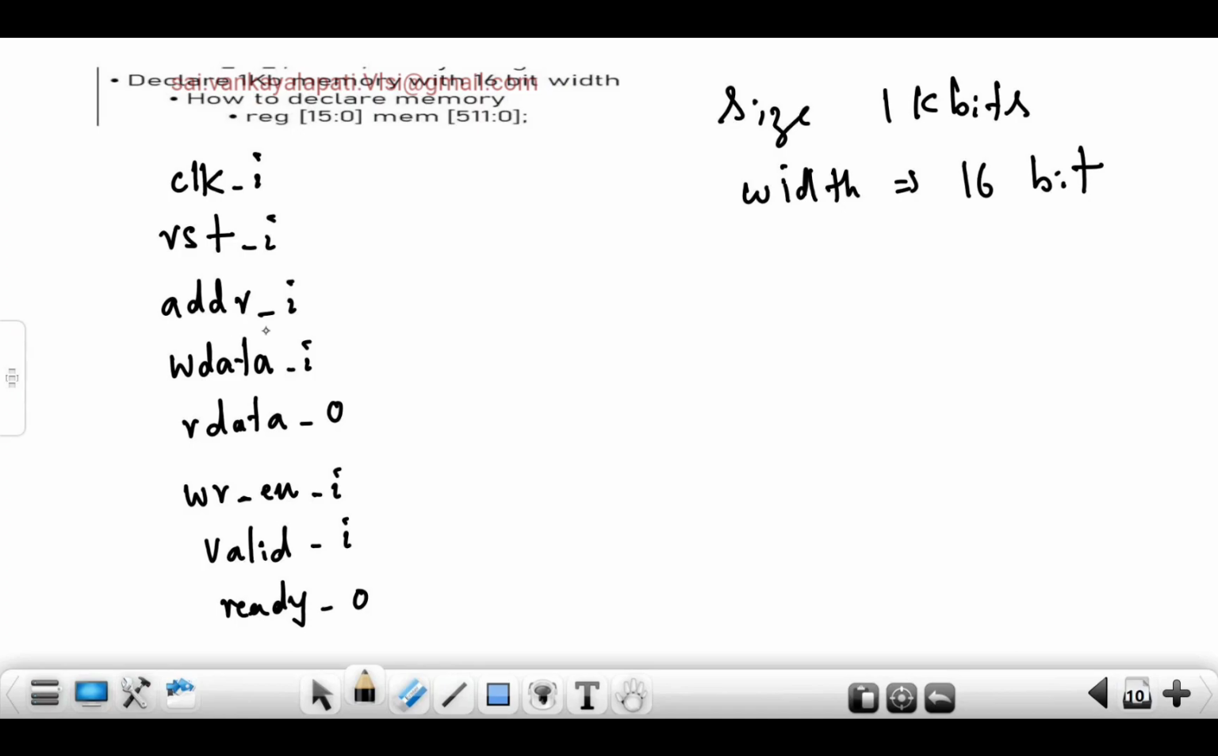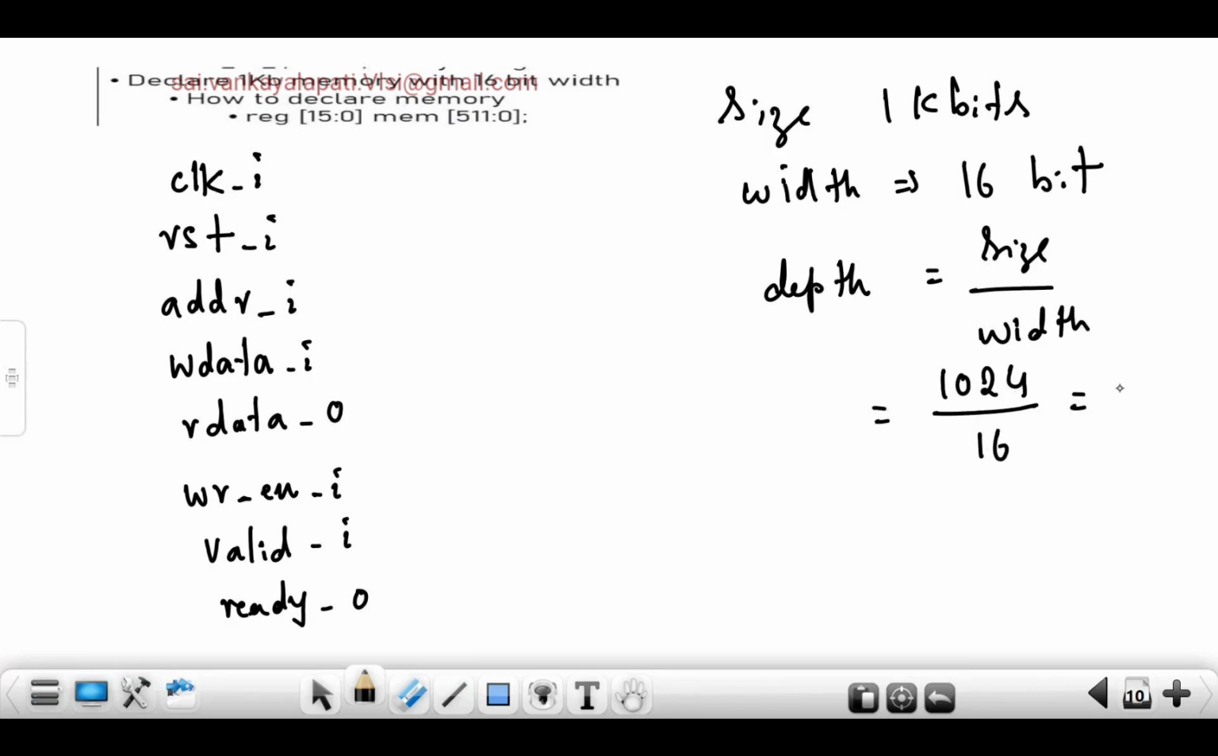Now what is the address width? To find the address width, we need to find the depth. What is the depth? Size divided by width. The size is 1 Kb, which means 1024, divided by the width of 16. How much is it? It should be 64. 1024 divided by 16 is 64. Okay, what is the address width? For 64 locations, the address width is 6.